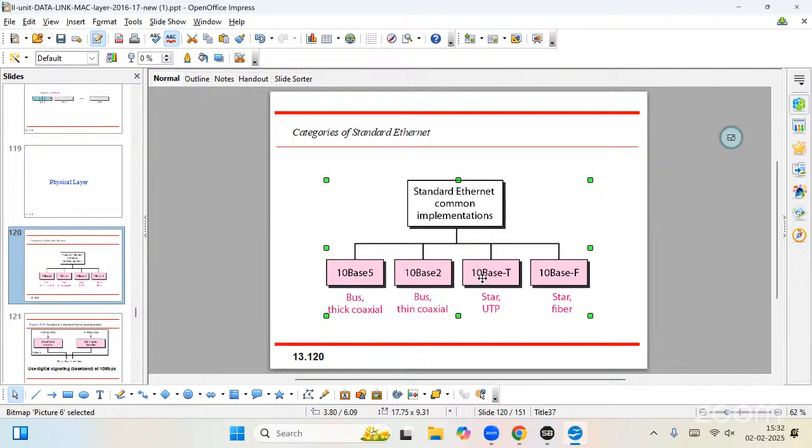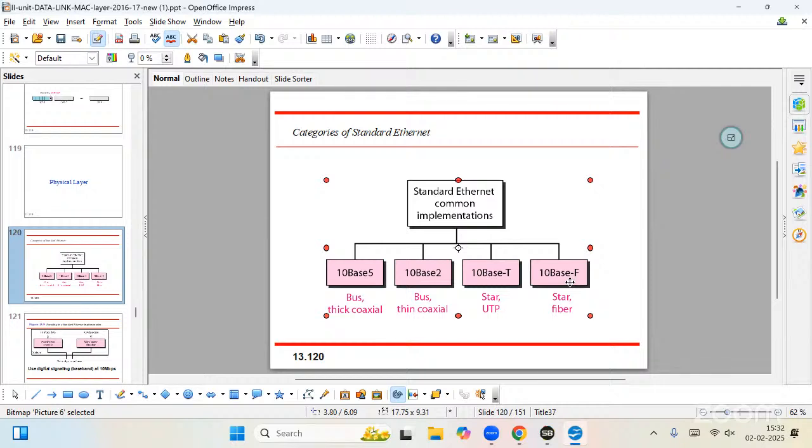Then for 10Base2: 10 is the speed, Base is the signal, and 2 is the distance, 185 meters. Then 10Base-T: T stands for twisted pair. And F stands for fiber optic.